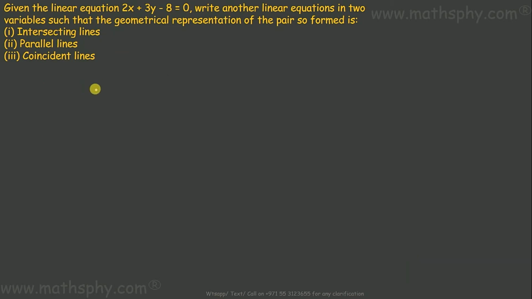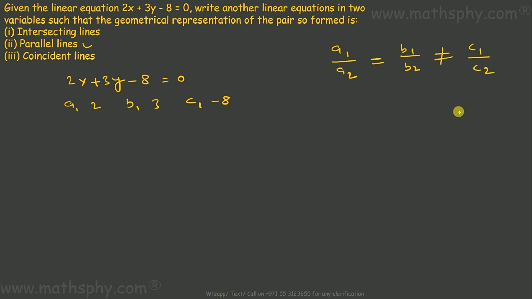Same equation, 2x plus 3y minus 8 equals 0. a1 is 2, b1 is 3, c1 is negative 8. For parallel lines, what I need is a1 over a2 equals b1 over b2 but not equal to c1 over c2. Here my a1 is 2 over a2, b1 is 3 over b2, c1 is negative 8. I have to find out c2 here.